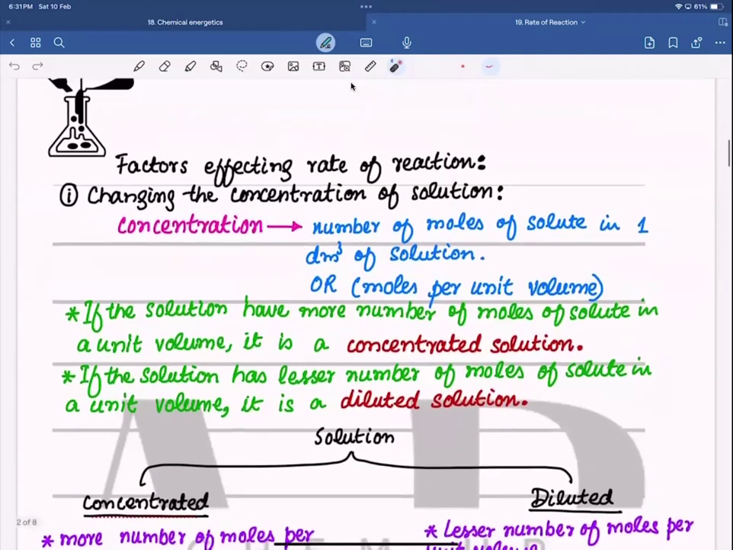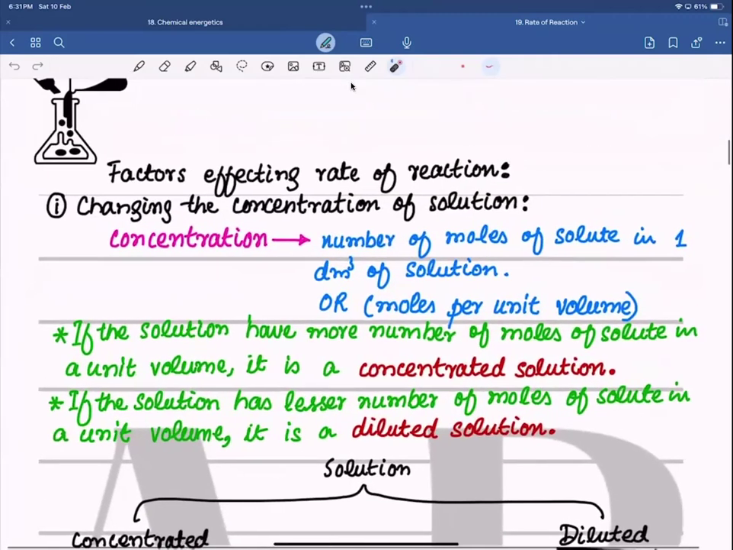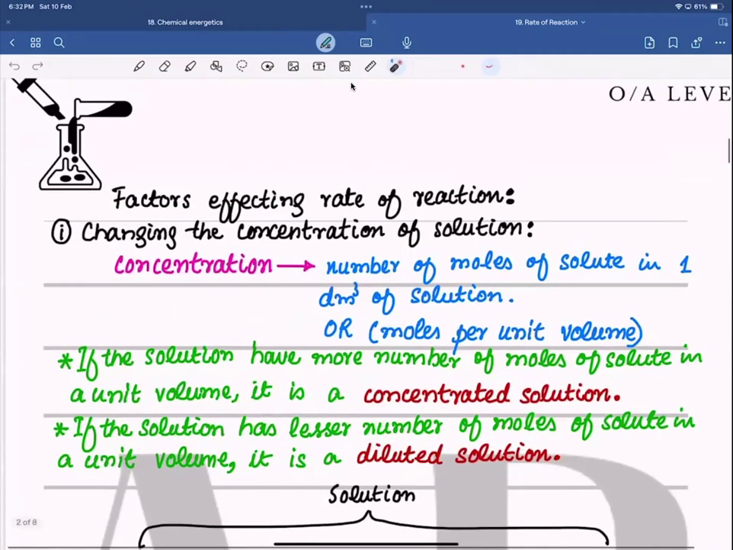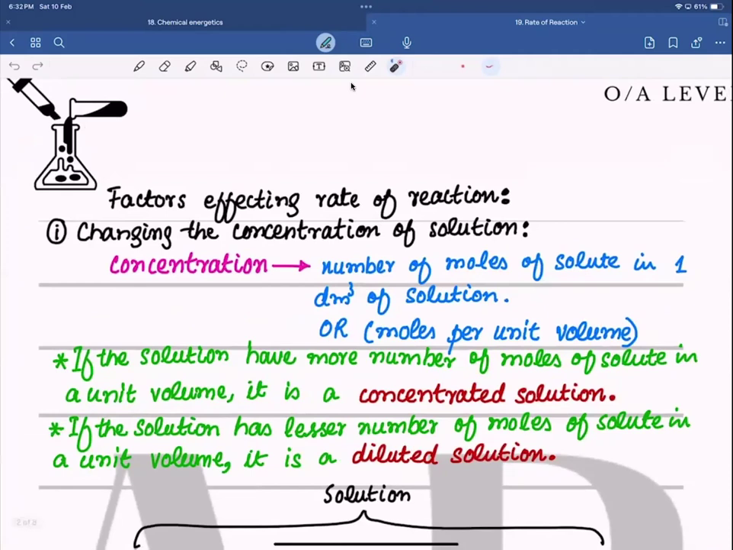Now, factors which can affect the rate of reaction. So the first factor is concentration. What does concentration mean? Concentration basically tells us how much solute is present in the solution. Do you know what is solute? For example, if in a glass of water I add a small amount of sugar, so that sugar is a solute. So in the mineral water, the minerals which are dissolved are all considered as a solute.